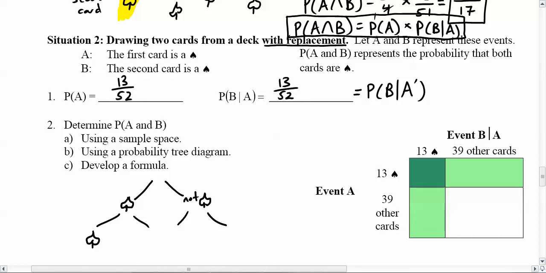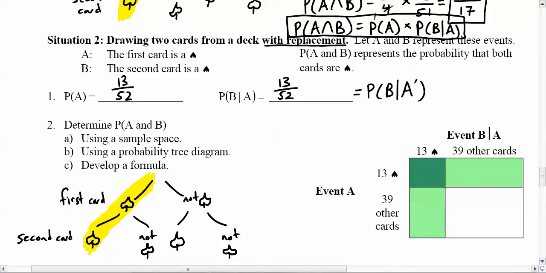Hopefully you'll be able to break down every probability into an either-or case anytime that you need to draw a tree. Okay, so the first branch represents the first card, and the second branch represents the second card. So again, we want to know the chance that we get a spade on the first card and a spade on the second card. So really we only need to write down the probabilities for this branch of the tree.